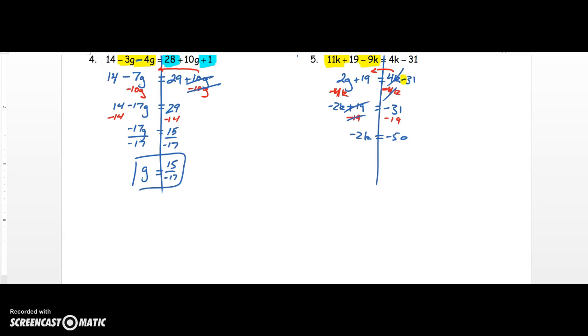So is the variable by itself? Yes, it is. Now we can multiply or divide. So let's take a look. Negative 2k, negative 2 times k. So you're going to go ahead and do the opposite, which is divide by negative 2 on both sides. Those equal 1, so you're left with k equals negative 50 divided by negative 2. So you're left with 25.